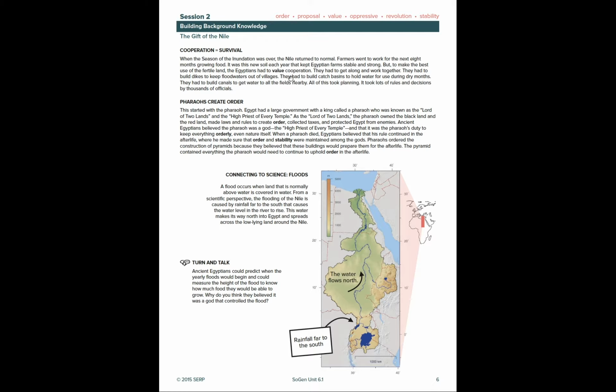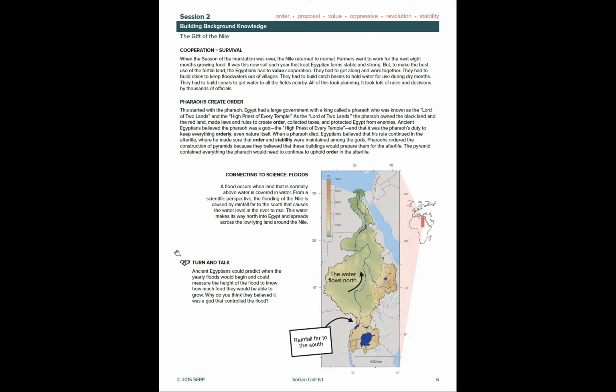It's so important, in fact, we've put it at the very top of the page, along with these other words like order, proposal, etc. And indeed, you can see that throughout the passage, you see the word order, stability, order a couple more times. The authors are making bold those vocabulary words that they want you to learn.